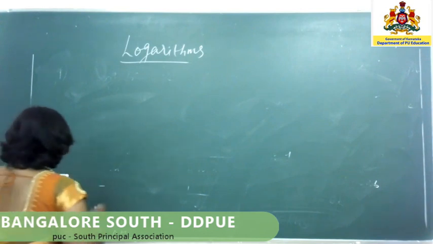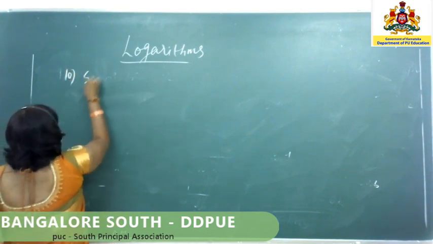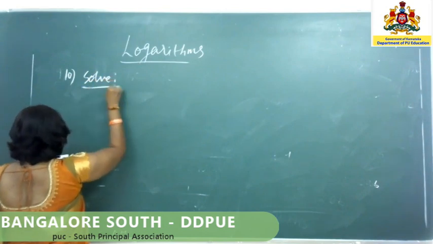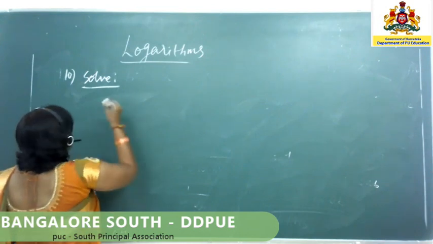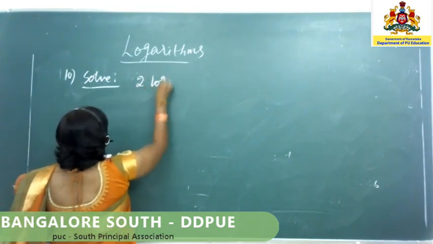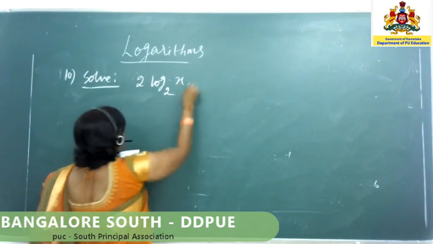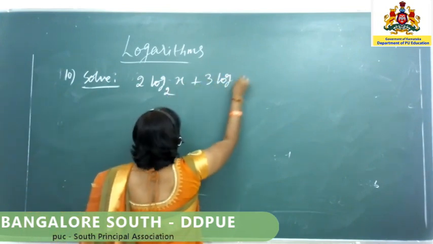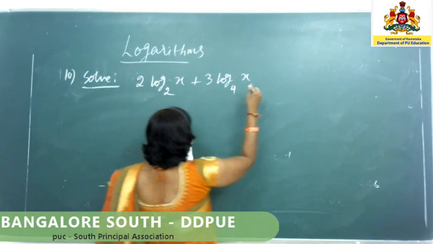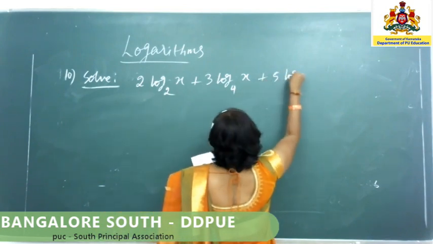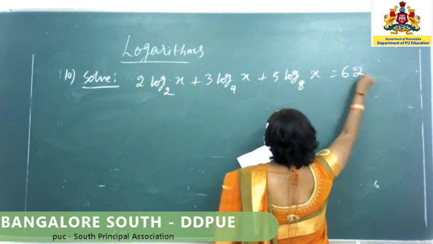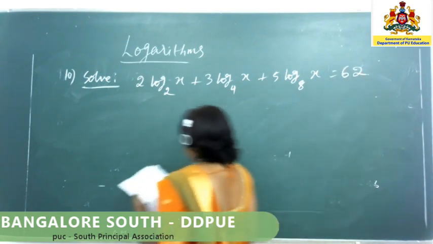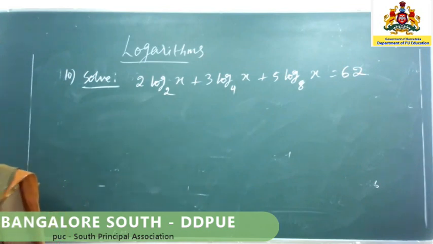Next question. Solve 2 log x to base 2 plus 3 log x to base 4 plus 5 log x to base 8 is equal to 62. Here you should solve for x. Find the value of x here.